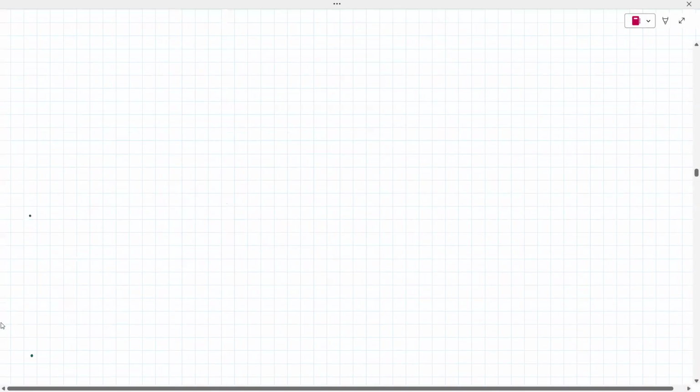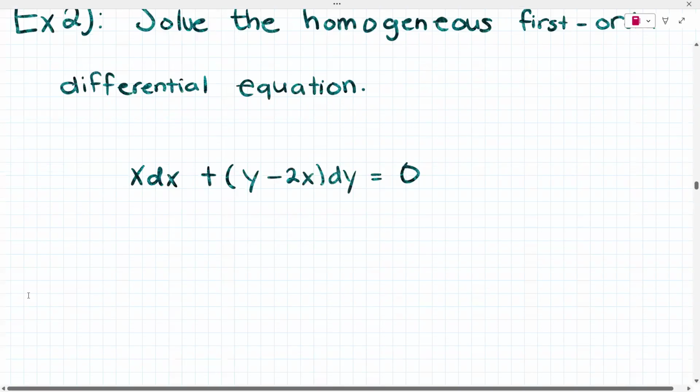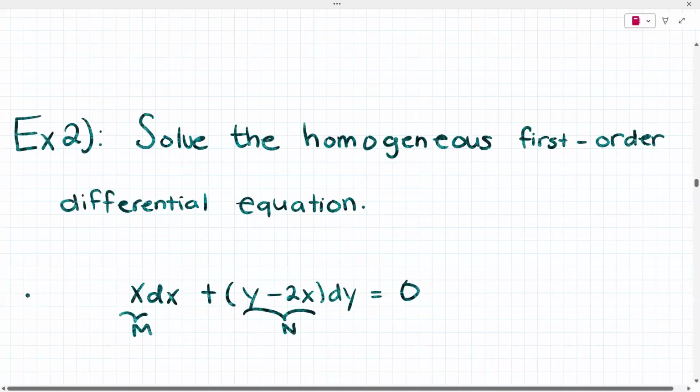Okay, example 2 says solve the homogeneous first order differential equation. We have x dx plus parentheses y minus 2x dy equals 0. So what is my M and what is my N? My M is x, my N is y minus 2x. We don't have to check for homogeneous because it says it already is.